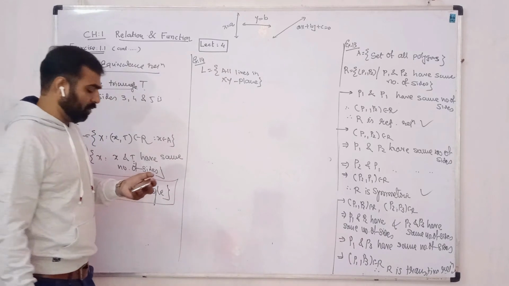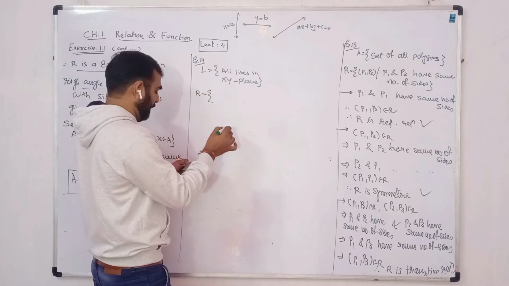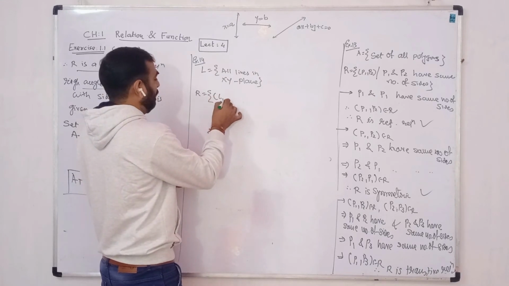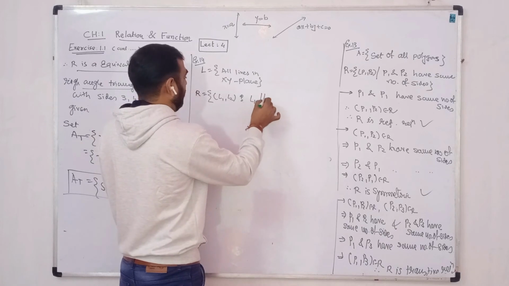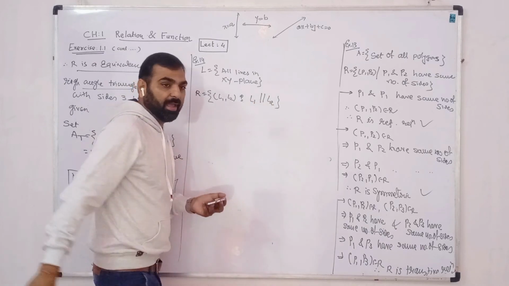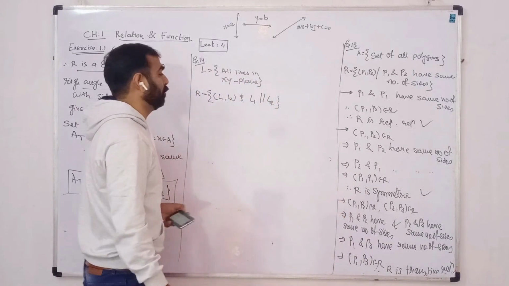Okay, so now a relation R is defined on set L as R is equal to (L1, L2) such that L1 is parallel to L2. L1 is parallel to L2. Is it an equivalence relation? You have to prove this.